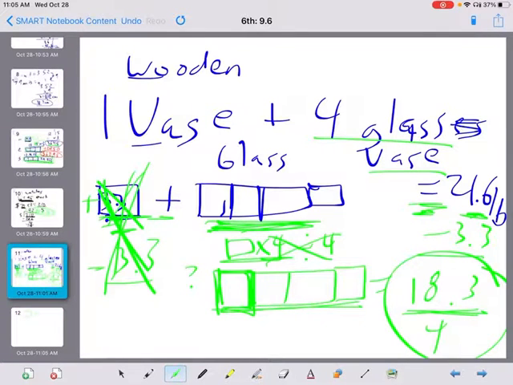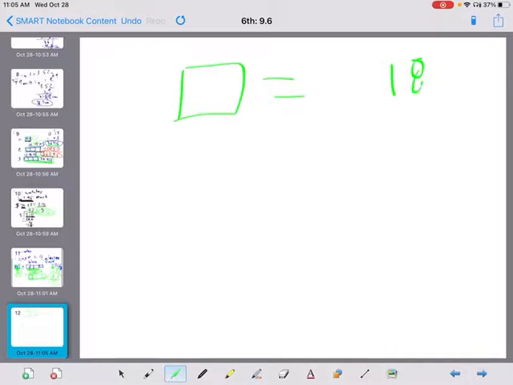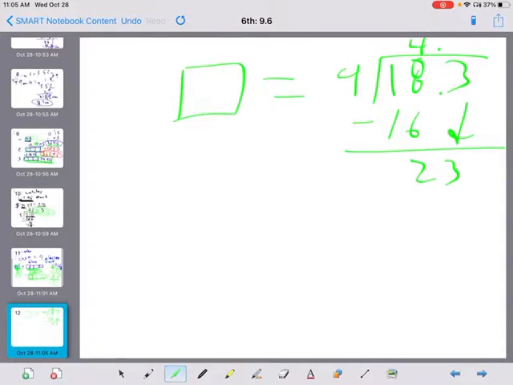18.3, or 18 3/10, divided by 4. So I'm going to do 18 and 3/10 divided by 4. Put this little decimal on top. 4 goes into 18 4 times. 4 times 4 is 16. I get 2, drop down the 3. 4 goes into 23 how many times? Let's see, not quite 6 times. 5. 5 times 4 is 20. I have a 3.